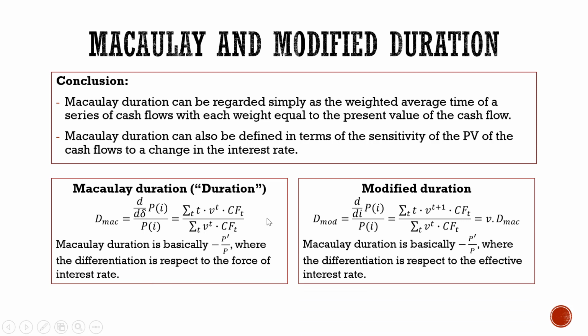And corresponding to the effective interest rate, we have the modified duration. The modified duration is notated as d mod, and it is computed as the negative first derivative of the price function with respect to i over the price function. And there is a relation between the Macaulay duration and the modified duration. The modified duration is just v times the Macaulay duration. The modified duration can be understood basically as the negative of the first derivative of the price function with respect to the effective interest rate i over the price function, and the differentiation here is with respect to the effective interest rate.